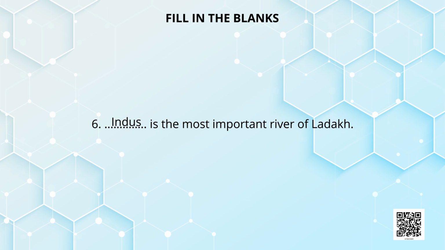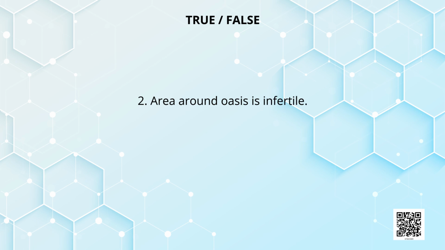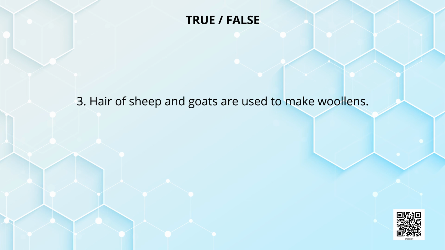Now let's find out if the statements given are true or false. So vegetation of Sahara includes cactus, date palms. True. Area around oasis is infertile. It is false. Hair of sheep and goats are used to make woolens. True. Skeleton of fish have been found in Sahara Desert. True.